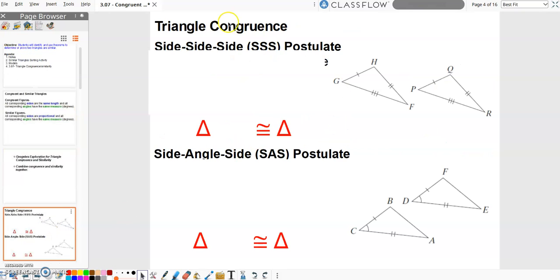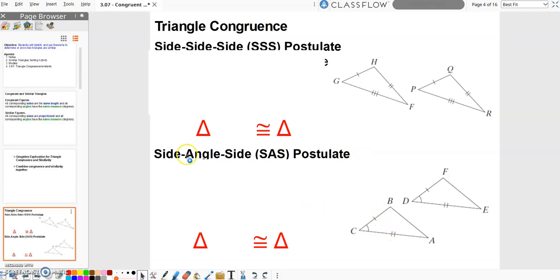So triangle congruence, or equal triangles. You can prove two triangles are congruent if they have all the exact same side lengths. So side, side, side. You can see side GH is equal in length to PQ. HF is equal in length to QR. And GF is equal in length to PR. So that means these two triangles are congruent.